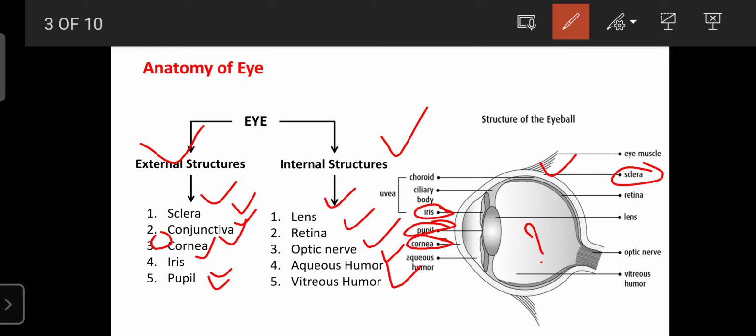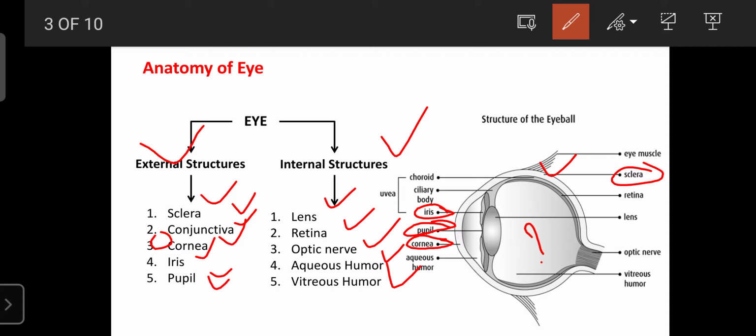Regarding the internal structure, it consists of the lens, retina, optic nerve, aqueous humor as well as the vitreous humor. The lens is transparent and biconvex. The lens plays an important role in vision. It helps to focus the light, as well as the image, exactly on the retina. That is possible with the help of the lens.